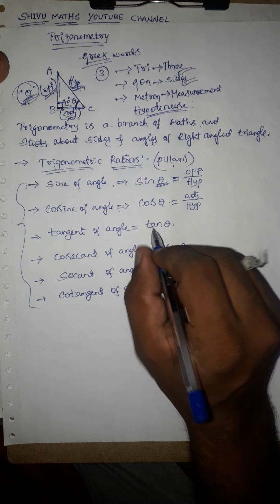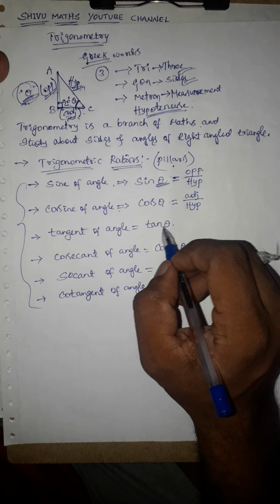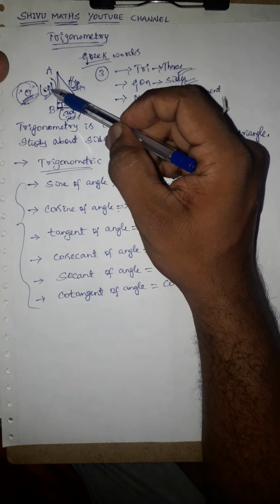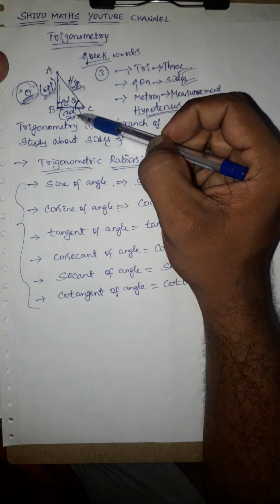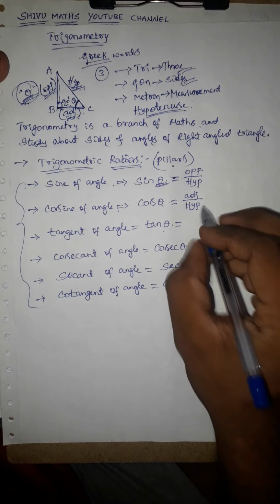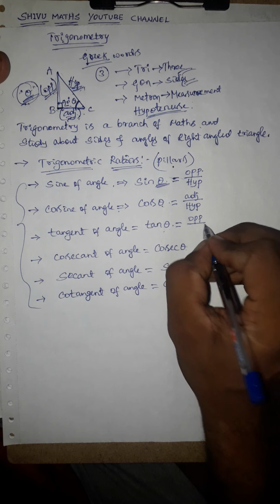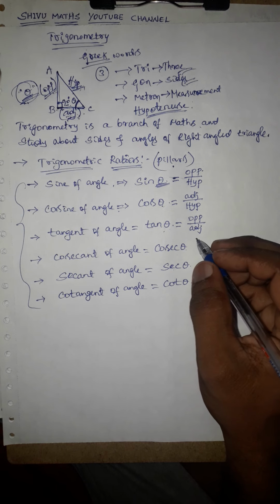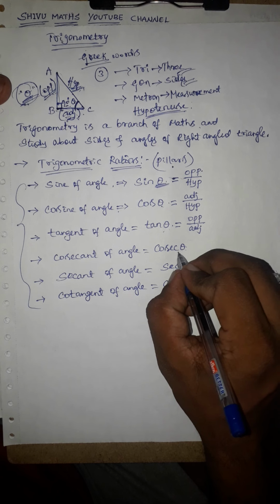Next one is tan theta. Tan theta, that is tangent theta. It is the ratio of the side opposite to the adjacent side. So opposite divided by adjacent side. That is tan theta.